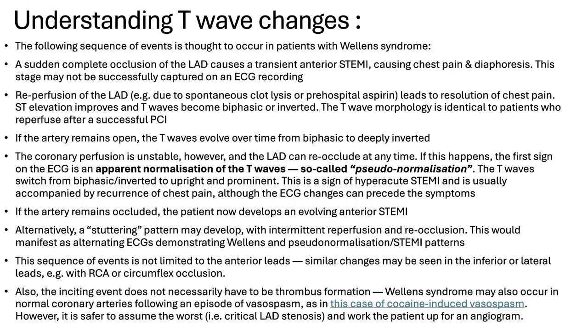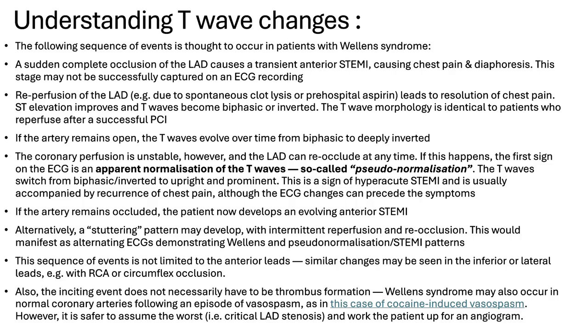If this happens, the first sign on ECG is an apparent normalization of the T waves. It's called pseudo-normalization. The T waves switch from biphasic or inverted to upright and prominent, which is a sign of hyperacute STEMI, and it's usually accompanied by recurrence of chest pain, although the ECG changes can precede the symptoms.